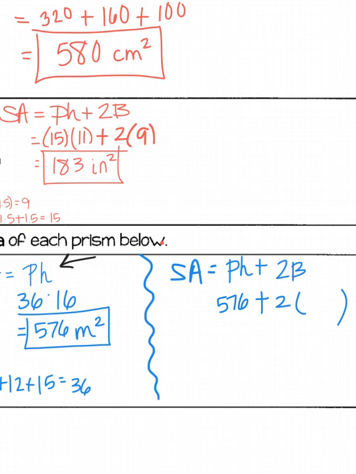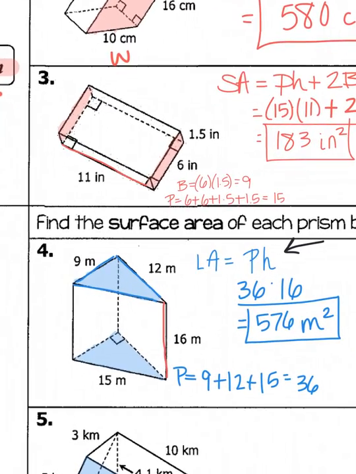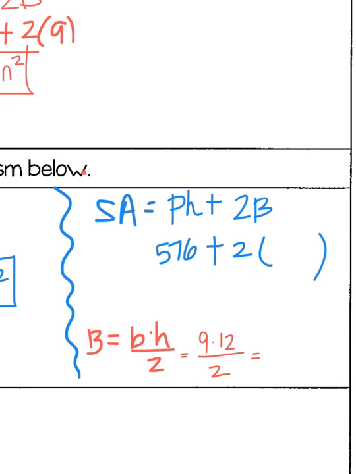Therefore, I need to find the area of the triangle. I have base times height divided by 2. That's area for a triangle. So if you look, remember that when it's a right triangle, your base and your height are the legs. So I have 9 and 12. So I get 54 as my B. So I'm going to go ahead and plug that in. And so at this point, you can just plug that all in the calculator. And you should get 684.